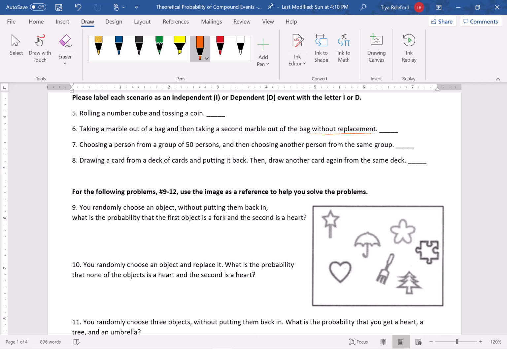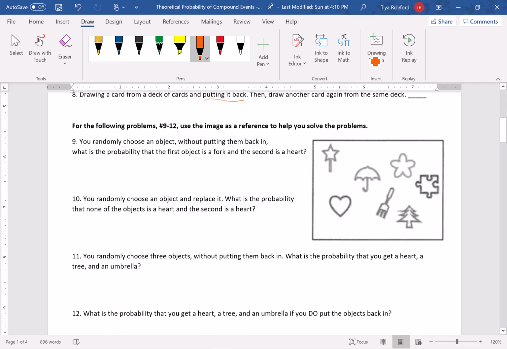Number 7, choosing a person from a group of 50 and then choosing another person from the same group. If I take somebody out of the group, does that change who's in the group? Of course it does. That's dependent. Drawing a card from a deck of cards, putting it back, and then drawing another card from the same deck. If I put the card back, does it change how many cards are in the deck? No, that is independent.